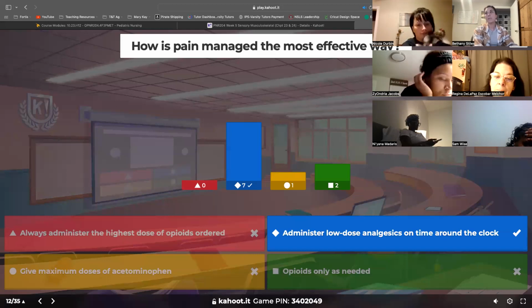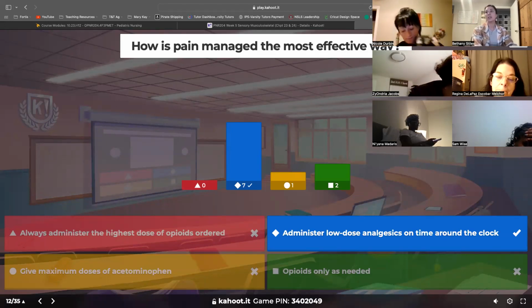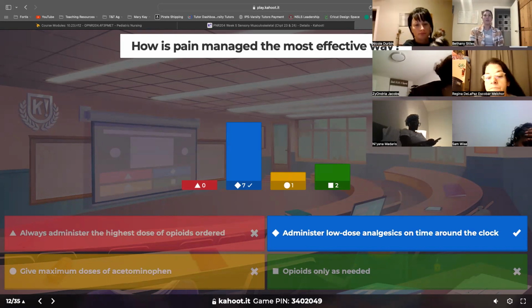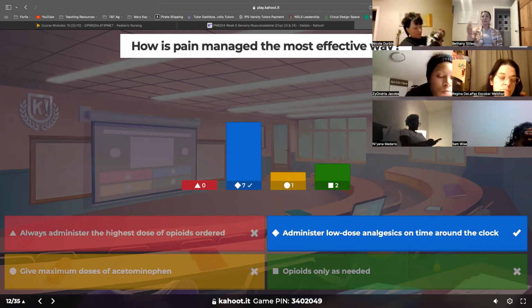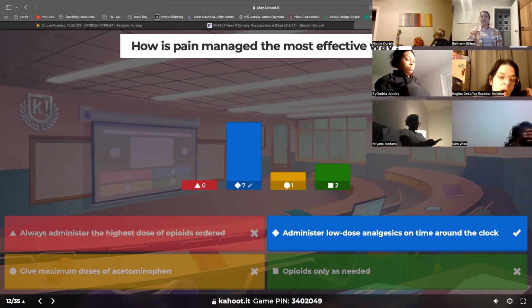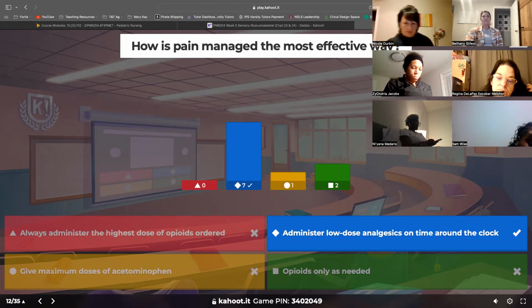How is pain managed the most effective way? And that's going to be giving those low dose analgesics around the clock. So making sure that we're keeping our medication scheduled and not waiting until the last minute to hit it with a heavy hitting medication. So that proactive pain management.